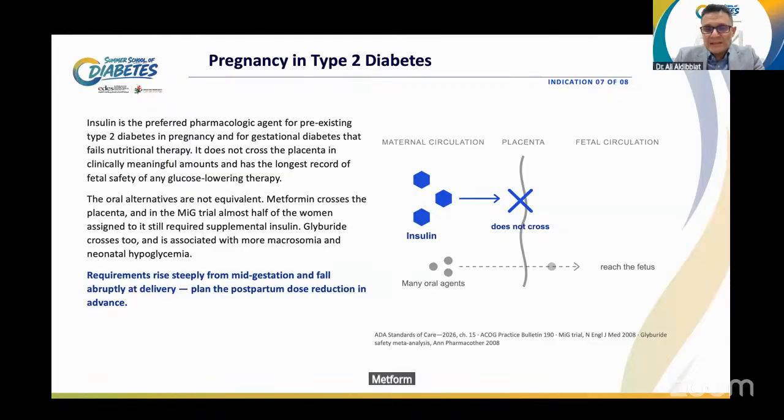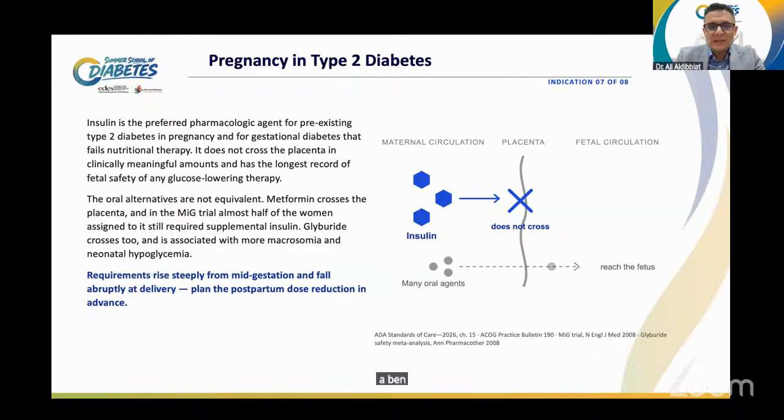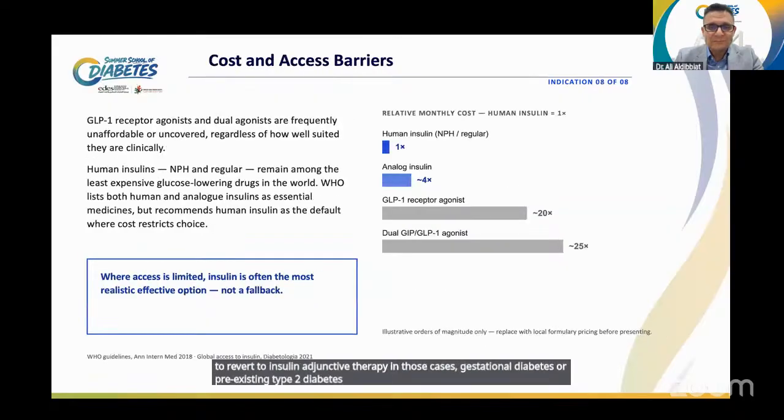Metformin is safe. There are some differences between different guidelines about it, but there have been many years of clinical use of it, and it certainly offers a benign way of managing diabetes. But if it is not enough yet, we still have to revert to insulin adjunctive therapy in those cases in gestational diabetes or pre-existing type 2 diabetes.